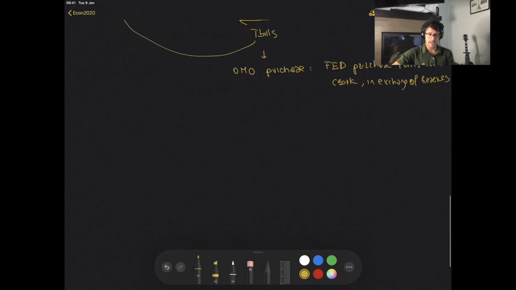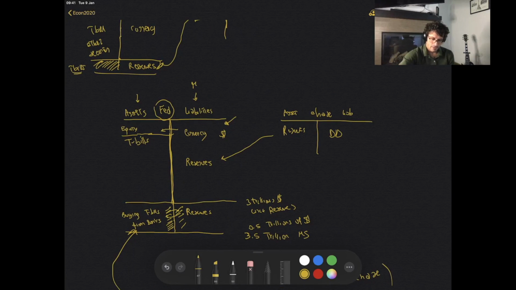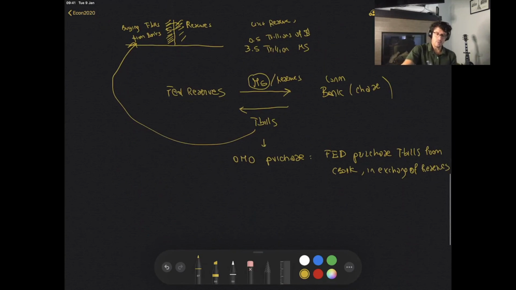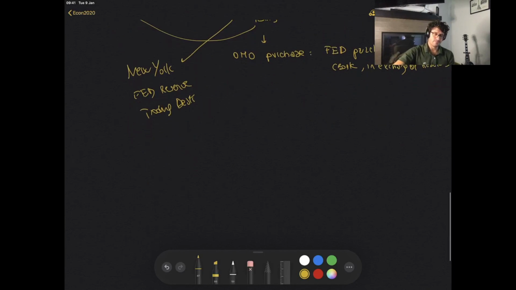Okay, let us look at the opposite. So this was the case of an increase in money supply. By the way, where are these operations made? These operations are made in New York, where the Federal Reserve has a trading desk, and thus basically makes this kind of operation.